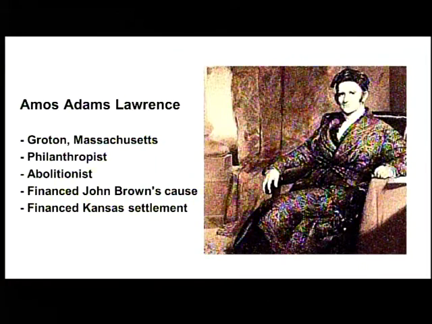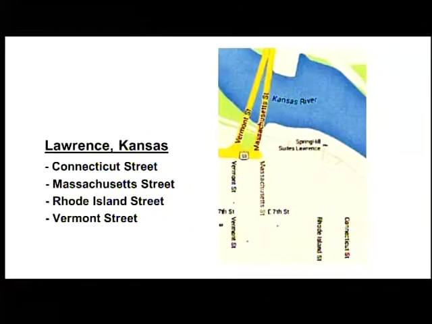And we mentioned Amos Lawrence, and that's how they named Lawrence, Kansas. He was a very wealthy man, and he financed Lawrence, Kansas. He was an abolitionist. He financed John Brown's cause. And there's a settlement out in Lawrence. And we'll go to the next slide.